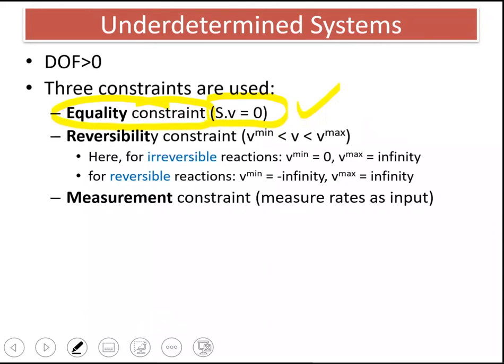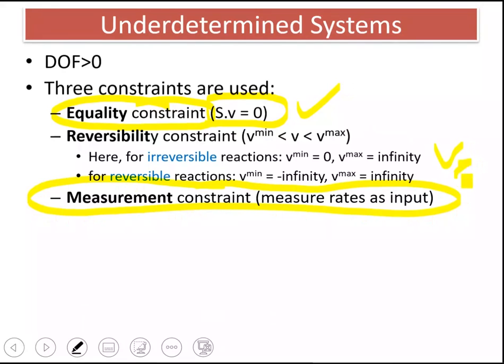The other constraint is the measurement constraints. So we are familiar with this constraint too. So for some of the rates, let's say V5, we know its value. Let's say its value is 6. So this is also a constraint, right? Our solution must satisfy this. V5 must be 0. Sorry, V5 must be 6. So you introduce a constraint to the problem of solving unknown rates.